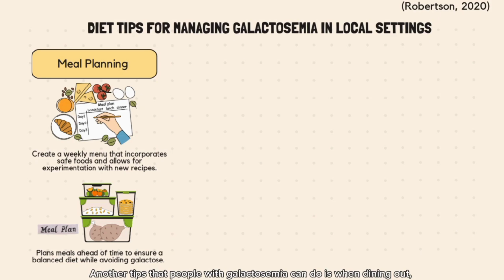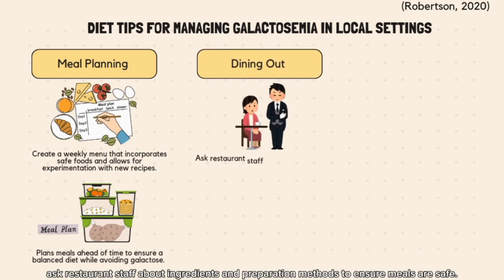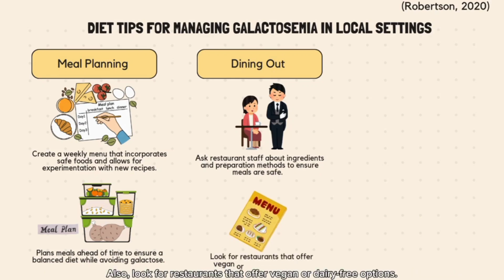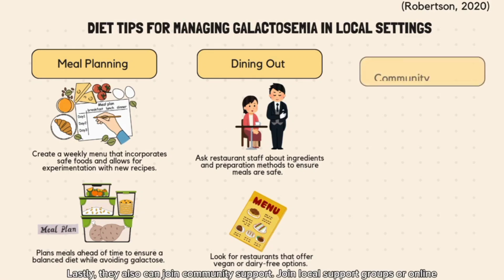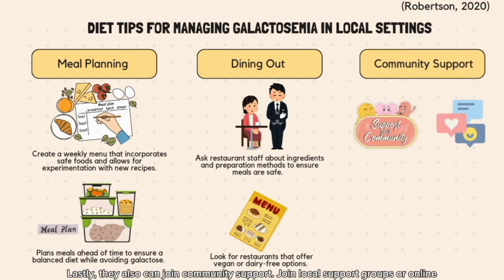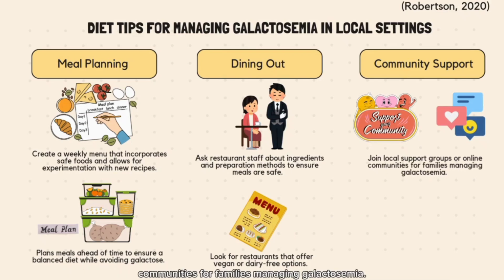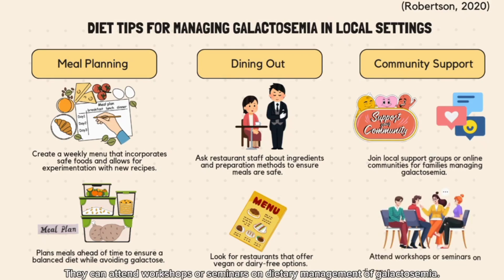Another tip that people with galactosemia can do is, when dining out, ask restaurant staff about ingredients and preparation methods to ensure meals are safe. Also, look for restaurants that offer vegan or dairy-free options. Lastly, they can also join community support. Join local support groups or online communities for families managing galactosemia. They can attend workshops or seminars on dietary management of galactosemia.